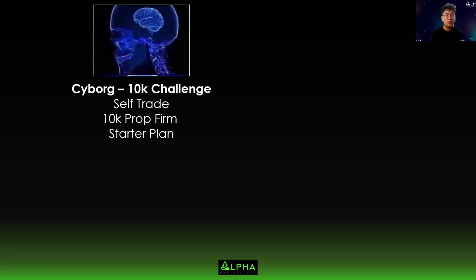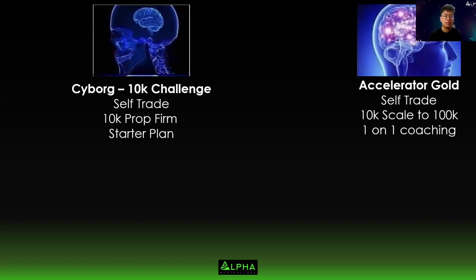So to make it clear, what is the difference between all the programs that we are having? The Cyber program designed for you is a 10K challenge, whereby you will self-trade on it. I will get you a 10K promo account. You are the one that uses the knowledge that I taught and starts trading. But for Gold, it's still a self-trade, but we'll scale from 10,000 all the way to 100,000 so that you can start to trade, and I will guide you in one-on-one coaching programs.